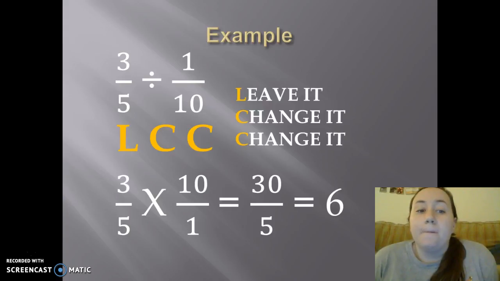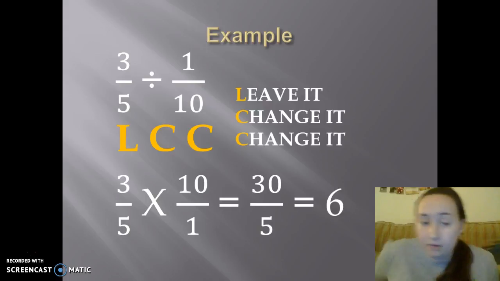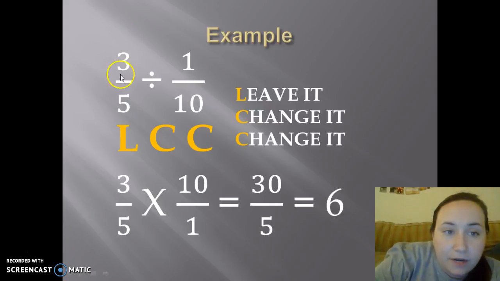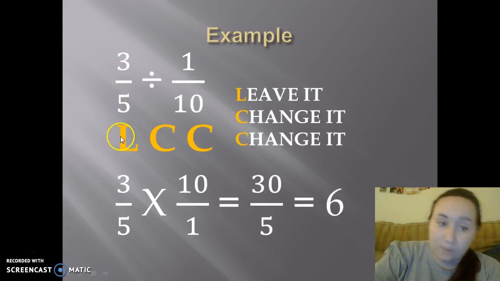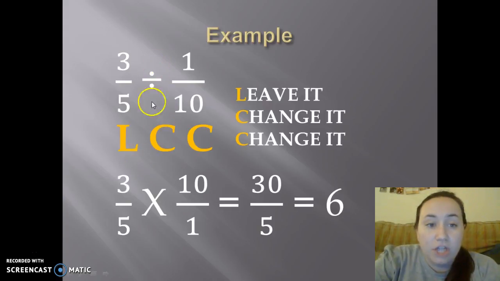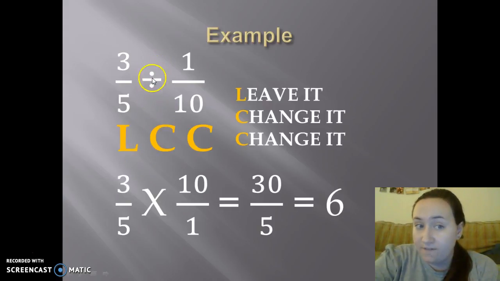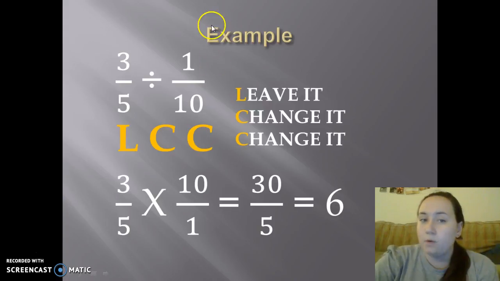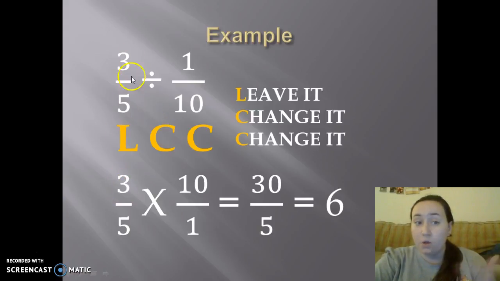All right, so to solve this, we're going to leave the first fraction right here. So this is the first fraction. Okay, leave it. That's why we have 3/5 right here. We just left it alone, and that's fine. Okay, and then we're going to change this symbol. We're going to change division to multiplication. Always change division to multiplication. Okay, and then we're going to change the second fraction to its reciprocal. So 1/10 becomes 10/1. So we left the first fraction, we changed the division sign to a multiplication sign, and then we changed this fraction to its reciprocal.